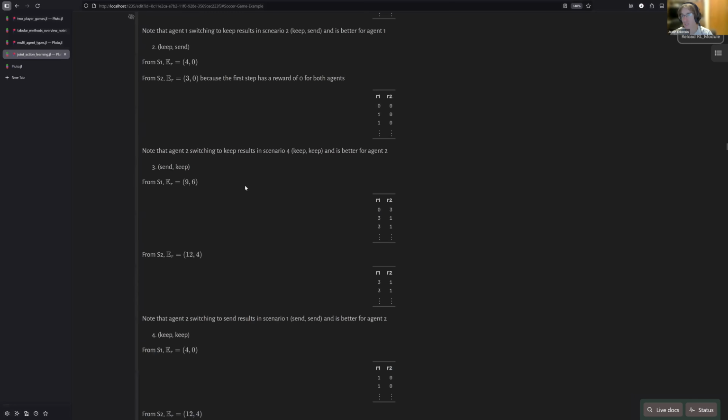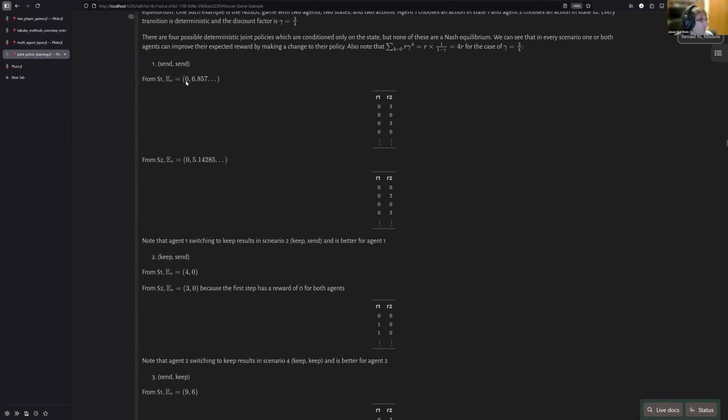By doing this, we can see that none of these are equilibrium solutions. So if we look at this one, we have these values. Agent one's expected reward is 0. Now, if agent one switches to the keep action, then it changes this from send, keep to keep, send, which is number 2. And if we look at keep, send, agent one has higher reward values. So in this case, agent one can improve the situation by switching its action to keep.